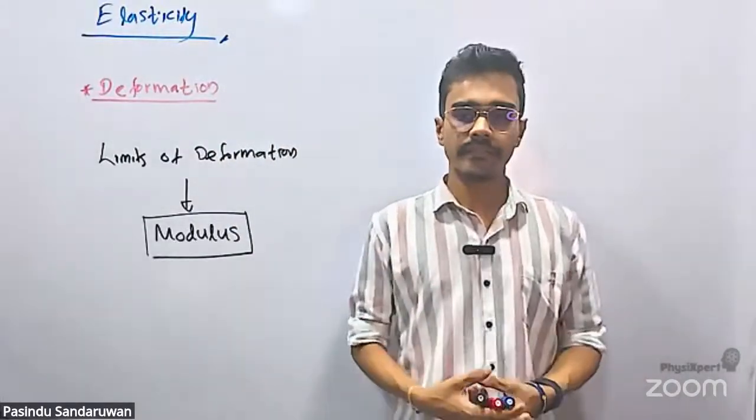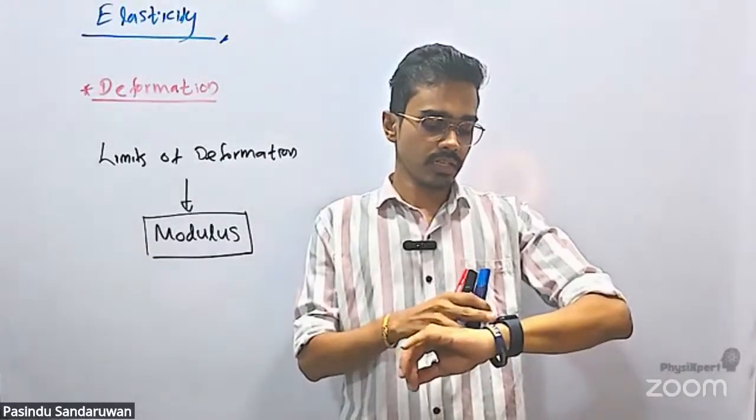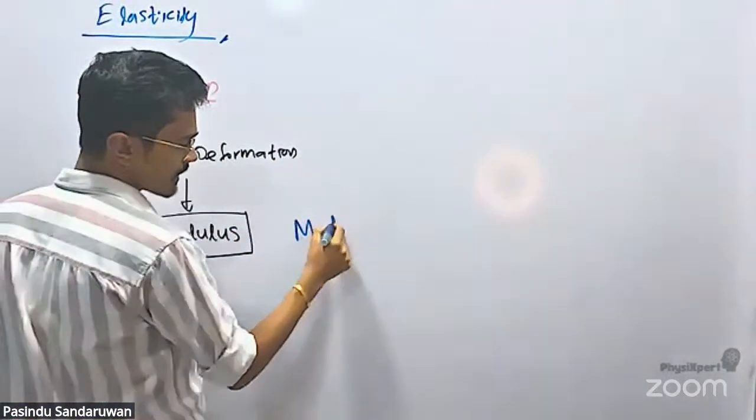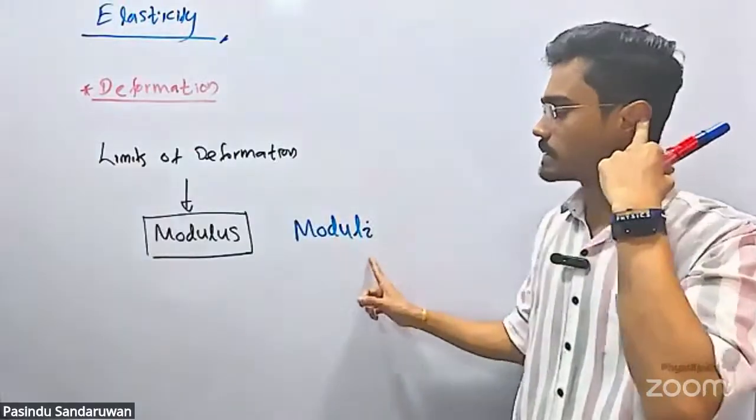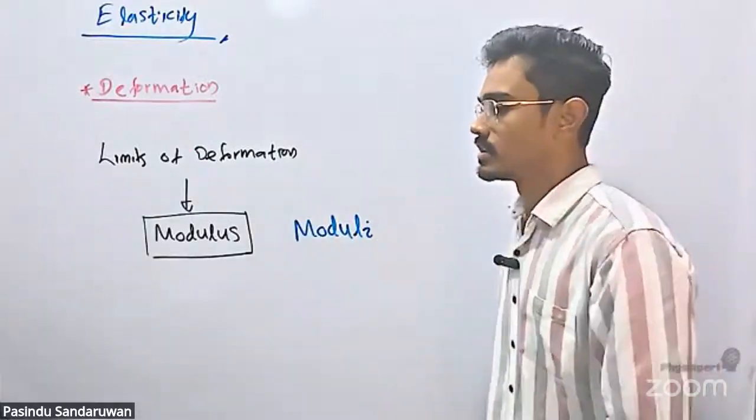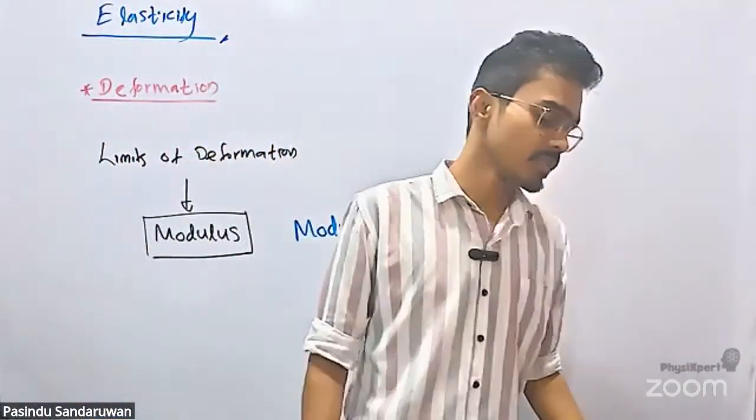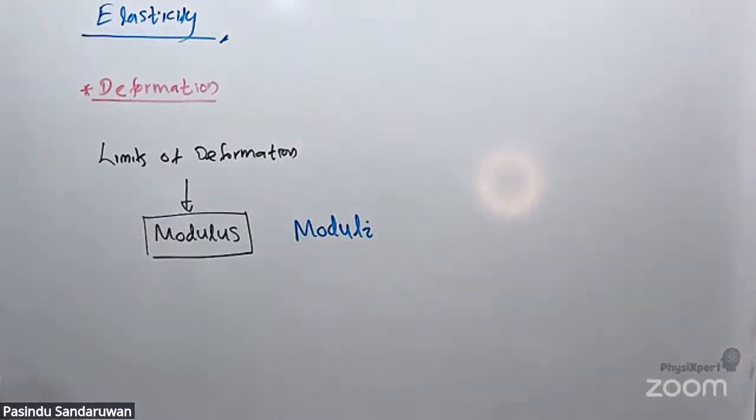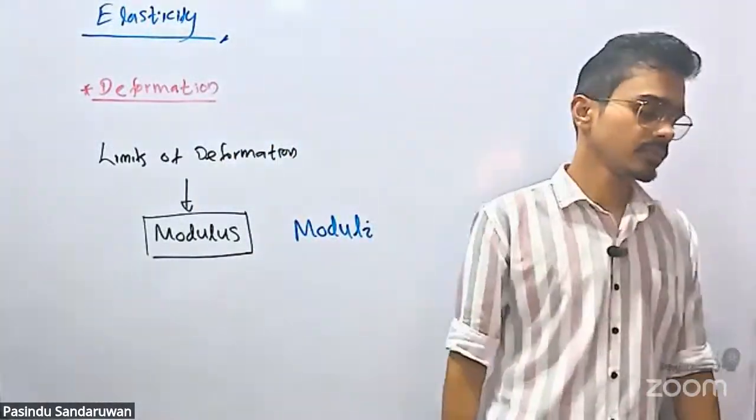Right. Next point. There are three main moduli types, based on the type of object. The plural of modulus is moduli, right?